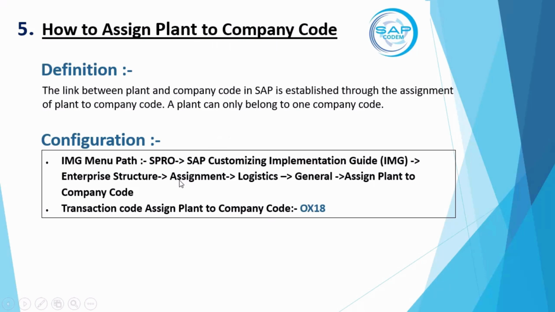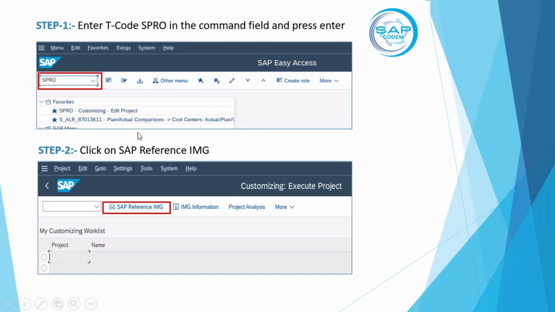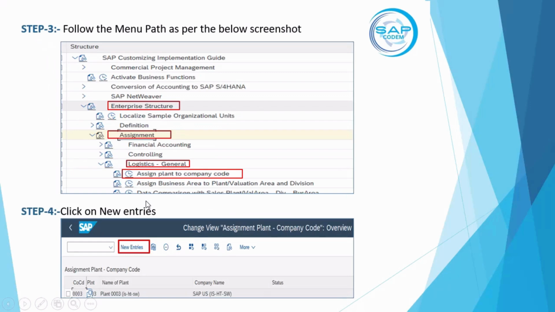Okay, this is again the mapping. Same way, two ways. One, go directly by T code, or follow the path. Okay, follow the path. Go to implementation, enterprise structure, assignment, logistics, assign plant to company code. Here we are doing the real mapping. So this plant belongs to which company? We created a company code MPN1. Then we'll assign this plant to that company code.